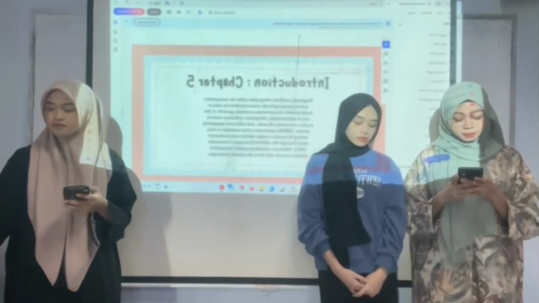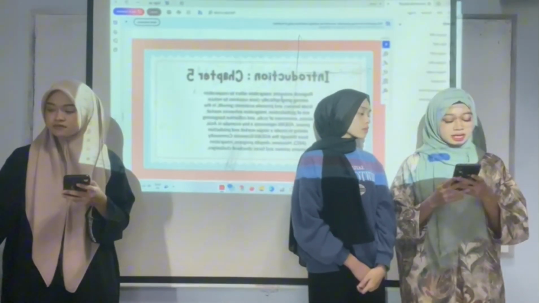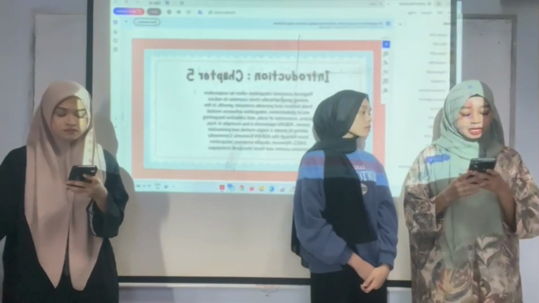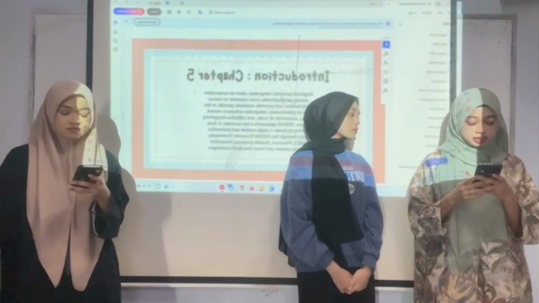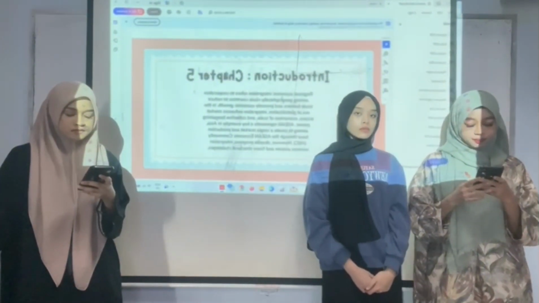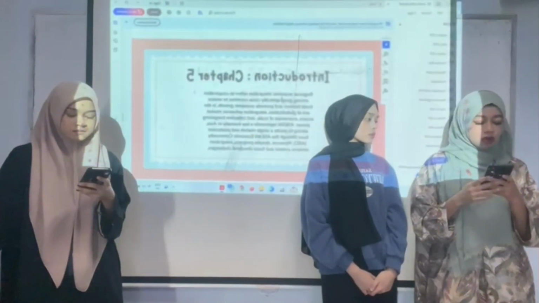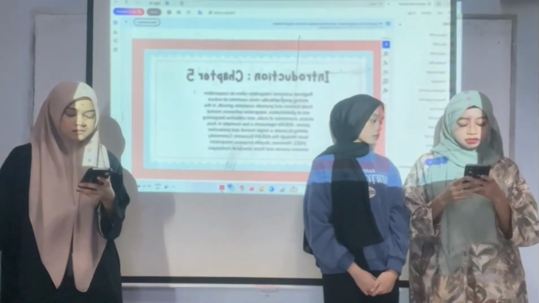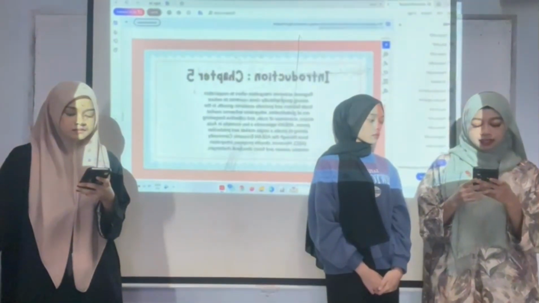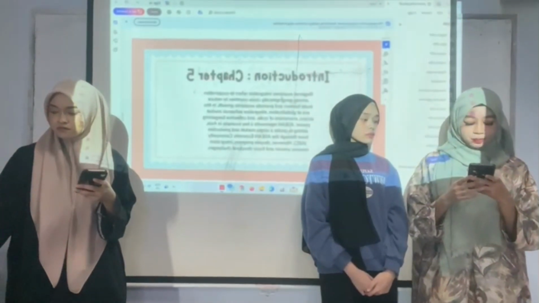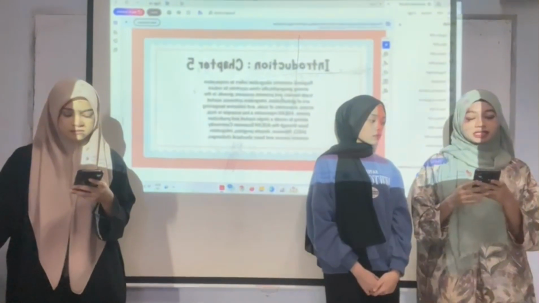Now we move to Chapter 5, Regional Economic Integration. Regional economic integration refers to cooperation among geographically close countries to reduce trade barriers and promote economic growth. In Southeast Asia, the Association of Southeast Asian Nations, or ASEAN, plays a major role through the ASEAN Economic Community (AEC). The goal is to create a single market and production base. However, integration is still facing several challenges.